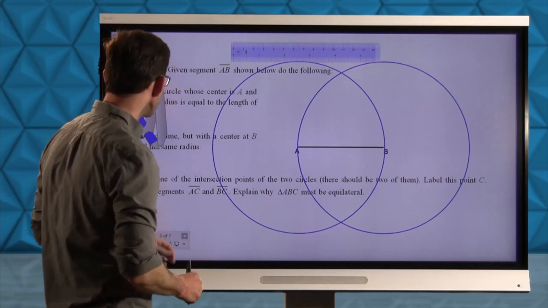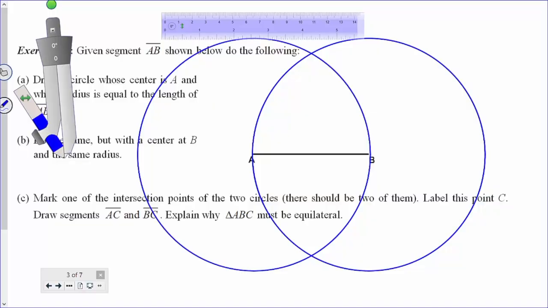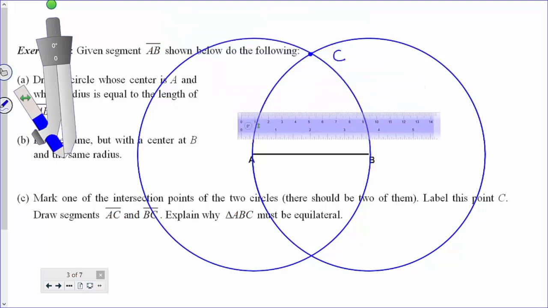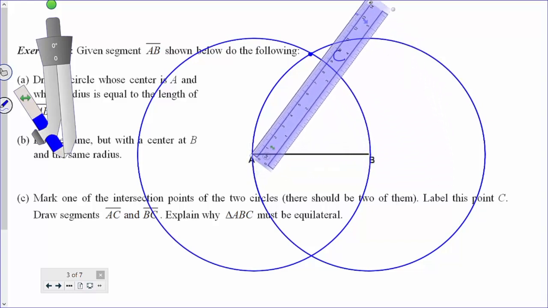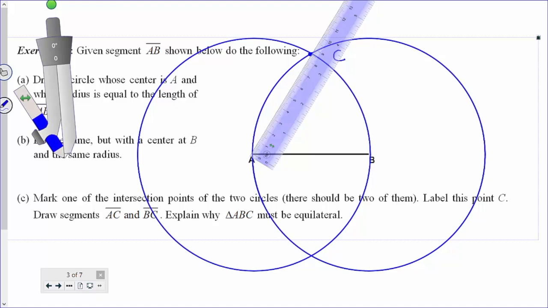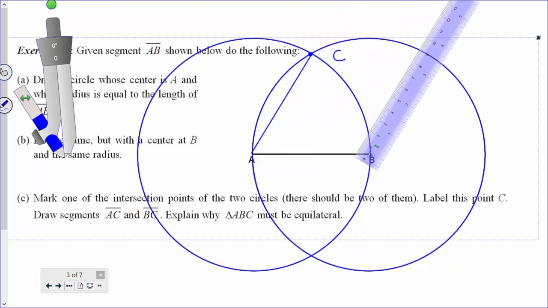Letter C says, mark one of the intersection points of the two circles and label this as point C. So I'll label that one. Draw segments AC and BC. Well, let's take our straight edge out. That's simple enough. I will connect it to point A, rotate it up, and then do my best to draw that line segment in. Likewise, now I'll put it over at B.